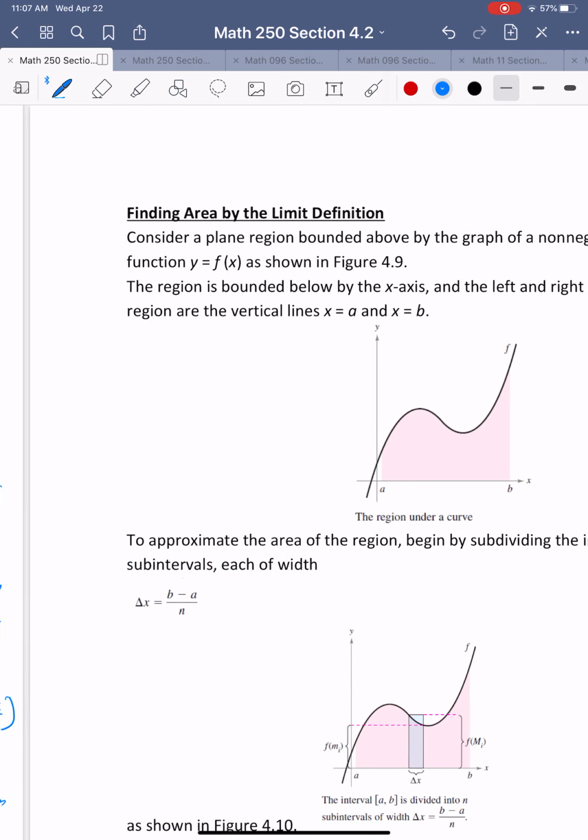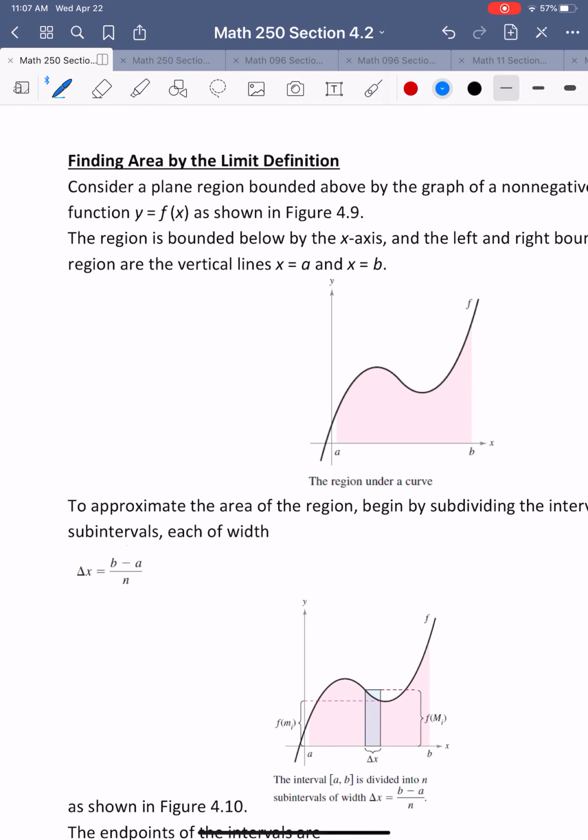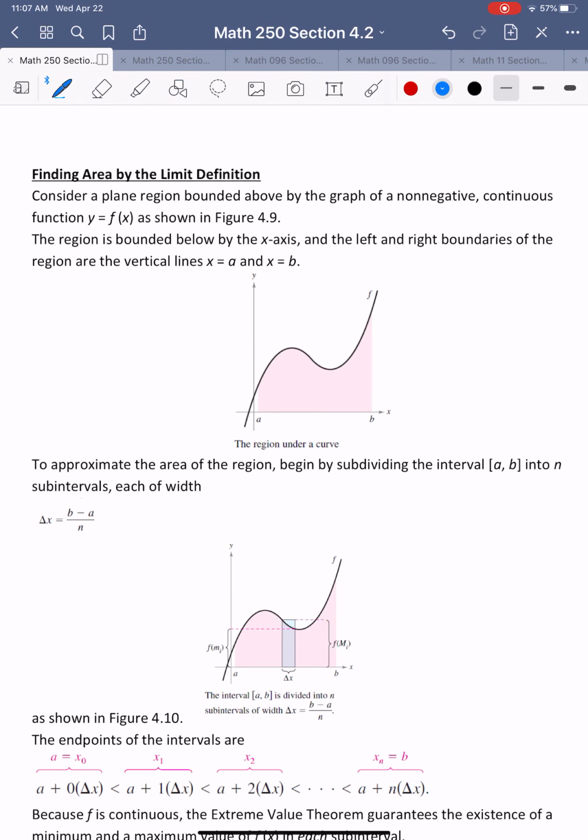All right, then let's look at the next page. Find the area by the limit definition. Is there another way we can find it? Consider the plane region bounded above by the graph of the non-negative continuous function y equals f of x, as shown in figure 4.9. The region is bounded below by the x-axis, and on the left and right by the vertical lines x equals a and x equals b. So they're talking about those, and also bounded by the x-axis. This is the area we're looking at, right?